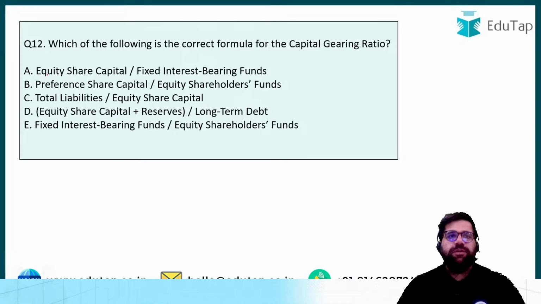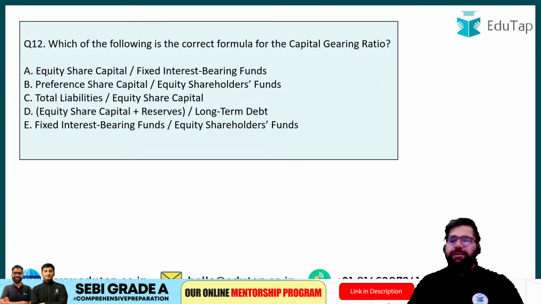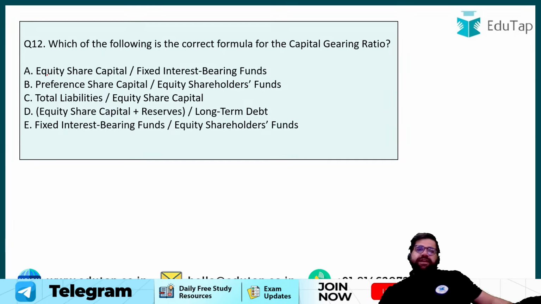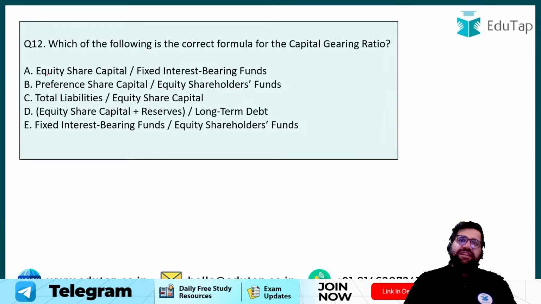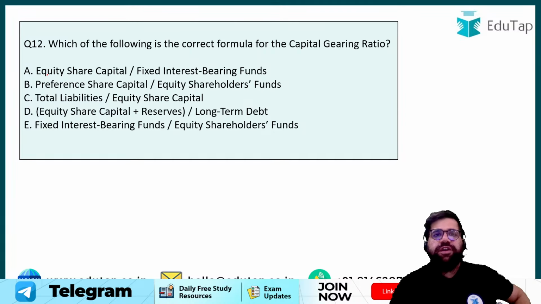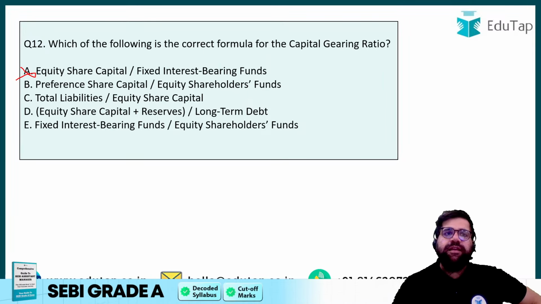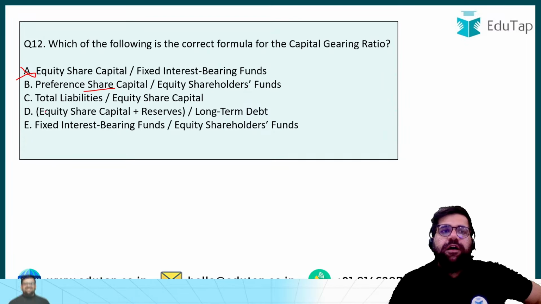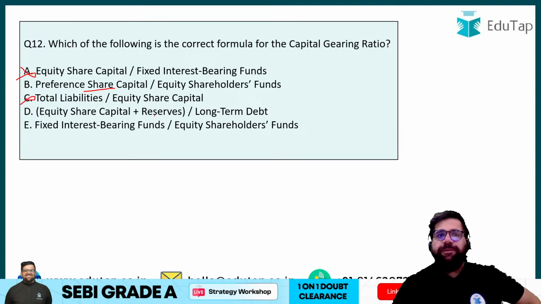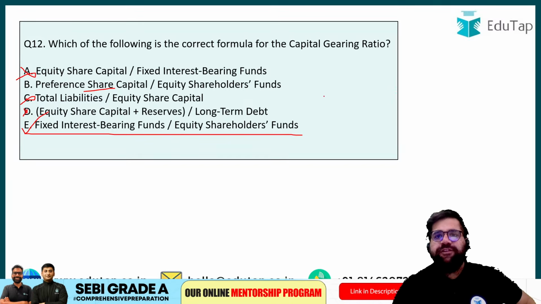Now we are moving to question number 12. Which of the following is the correct formula for capital gearing ratio? Capital gearing ratio basically means that ratio which tells you the relationship between interest bearing capital or fixed dividend bearing capital divided by your equity shareholder. So equity share capital will come in the denominator, not the numerator. So A is incorrect. Preference share capital divided by equity share capital can be correct. Total liabilities, no. Equity share capital plus reserves, total debt, no. Fixed interest bearing funds divided by equity share funds is the correct answer. So 12 E will be correct.